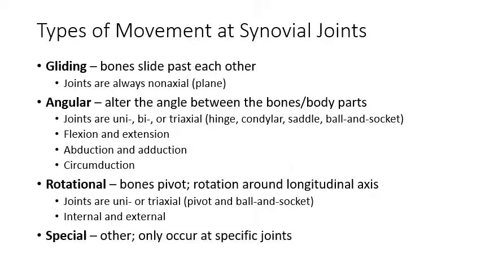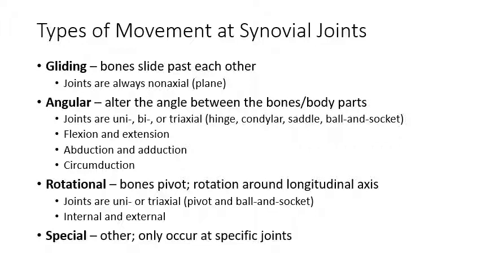And we'll finish up this chapter by talking about the specific types of movement that synovial joints allow. You can categorize the types of movement at synovial joints into 4 basic categories. First, you have gliding, which is that non-axial movement where the bones are just sliding past each other, not rotating around an axis or anything. Only the plane joints can do gliding movement.